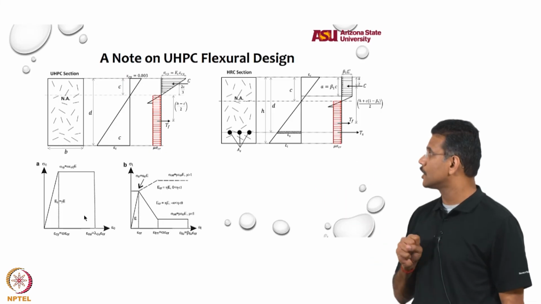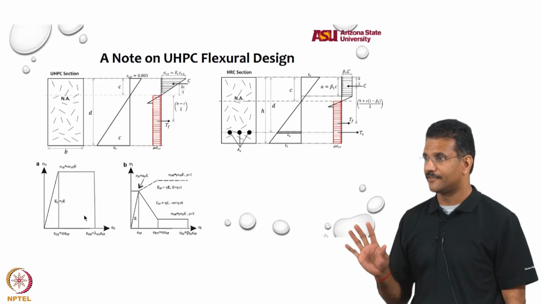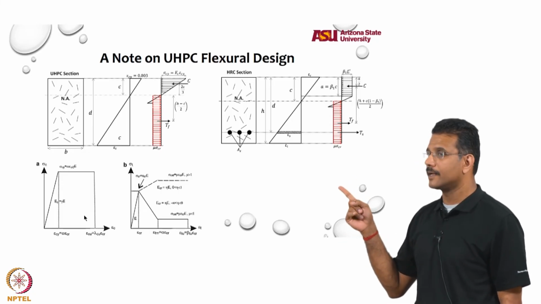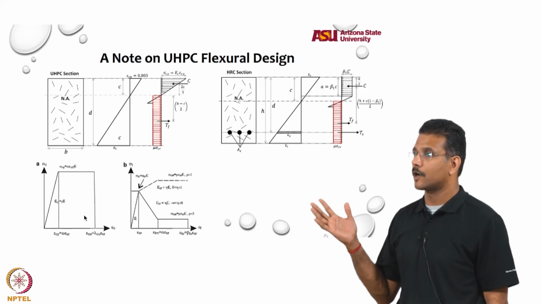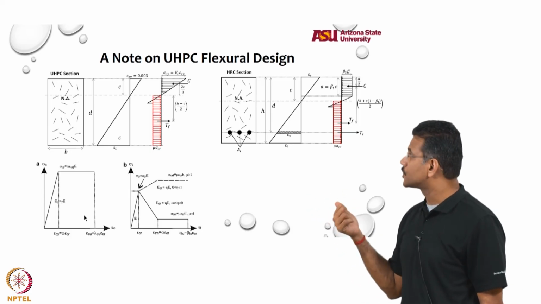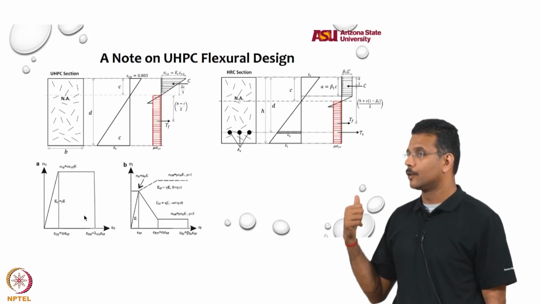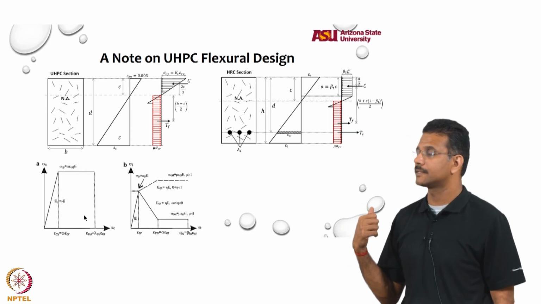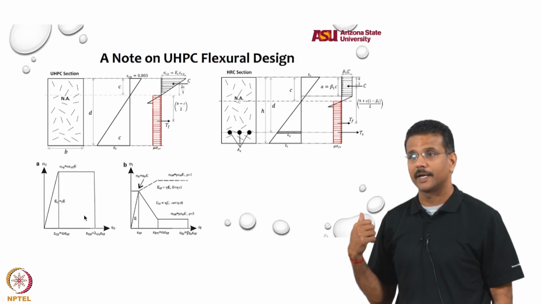The picture that you see on the left is a UHPC section with just fibers, just steel fibers. The immediate thing: do I have any change in my strain diagram? No, it is exactly like the conventional concrete strain diagram with 0.003 as the maximum concrete compressive strain. But I have changes in my stress block. What I have done is, now below the neutral axis my concrete is not wasted. Below the neutral axis I now have a significant amount of tensile stress that is carried by concrete.